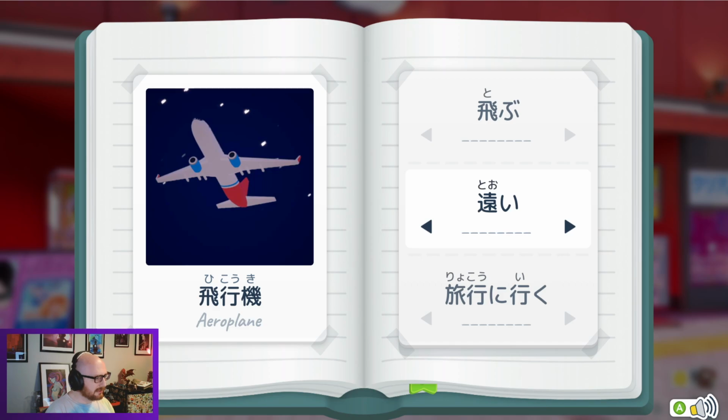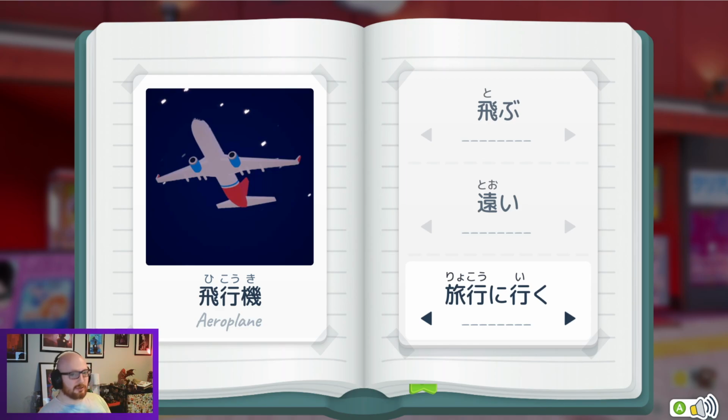Totemo toi. So I am traveling very far. Toi, far. Okay, and now we have ryokou ni iku. So ryokou is travel, which makes sense if you look at the kanji there. Then we have ni, and then iku. Iku is to go. So this is to go travel. Ryokou ni iku.